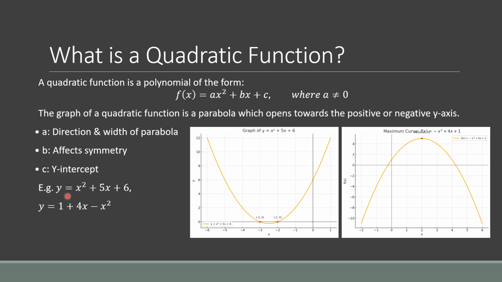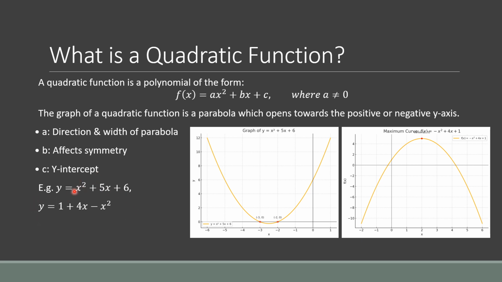So when you look at this example, we have y equal to x squared plus 5x plus 6. Look at the coefficient of x squared, which is positive 1. So you can see the graph opening to the positive y-axis because the coefficient of x squared is positive.